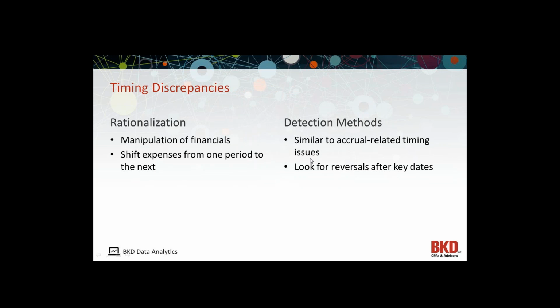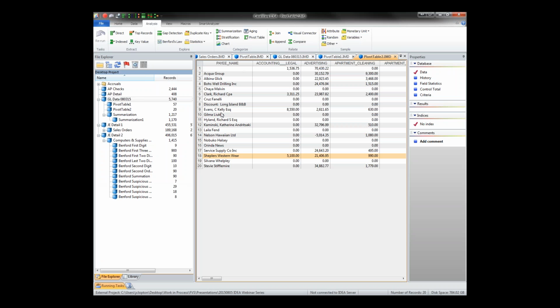Finally, I want to talk timing discrepancies. Again, this is all about manipulation of financials and whether or not we're shifting things from one period to another. I'm not going to go over a ton of this in great detail because it is a lot like accruals, which we talked about earlier. The one thing that you want to do here, though, is look for those quick reversals right after a key date. Expenses are removed from the financial statements right before the period end, and then they're added right back in after the fact.